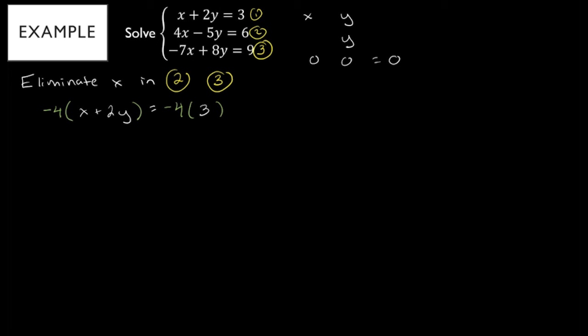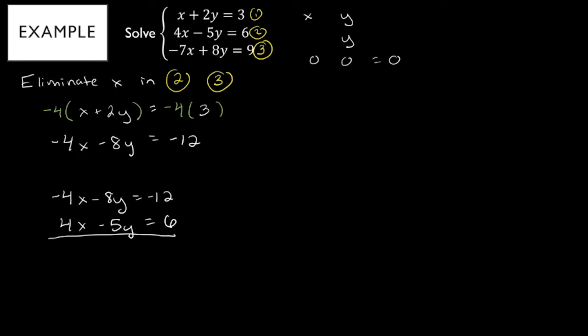I'm going to put them side by side, but I'm going to just finish one first and then do the next one on the right side. So I'm going to distribute. I get -4x minus 8y equals -12. And I'm going to take that equation and combine it with equation 2. So my x's cancel. I have -8 minus 15 is -23y, -12 plus 6 is -6. And so this is going to give me equation 4.